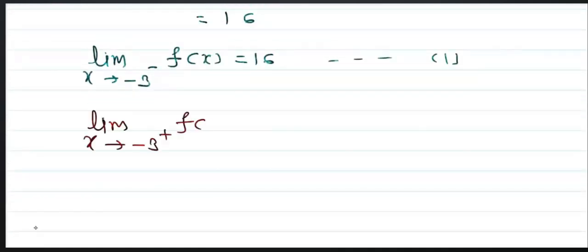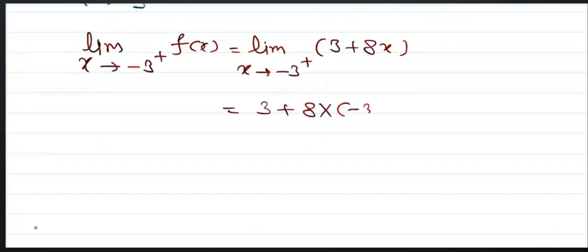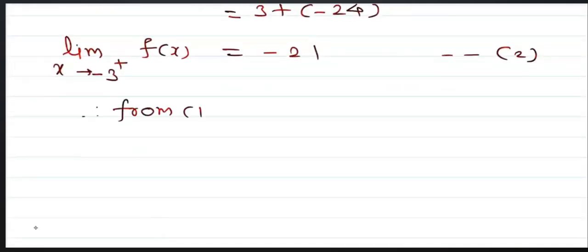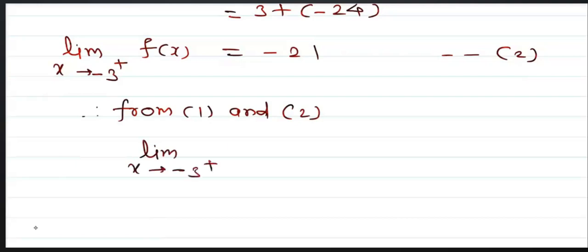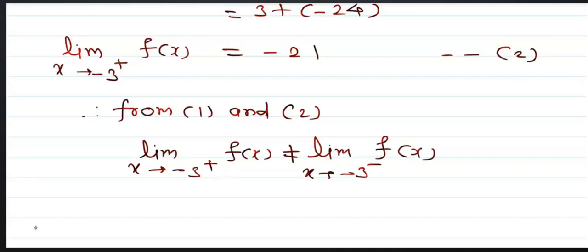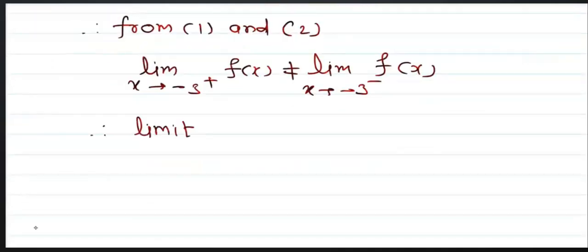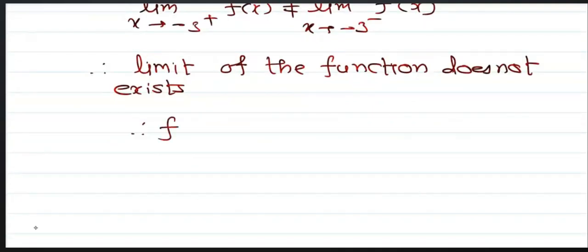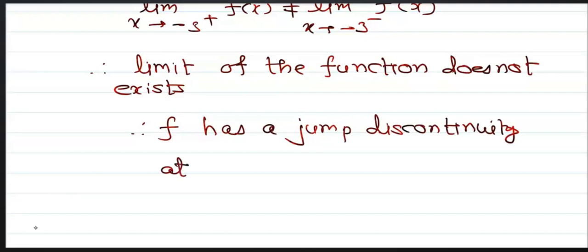Now the right hand side limit. That is equal to minus 21. Therefore again the left hand side limit is not equal to the right hand side limit. This is the new word introduced in this textbook. The limit of the function does not exist. Therefore f of x has a jump discontinuity at x is equal to minus 3.